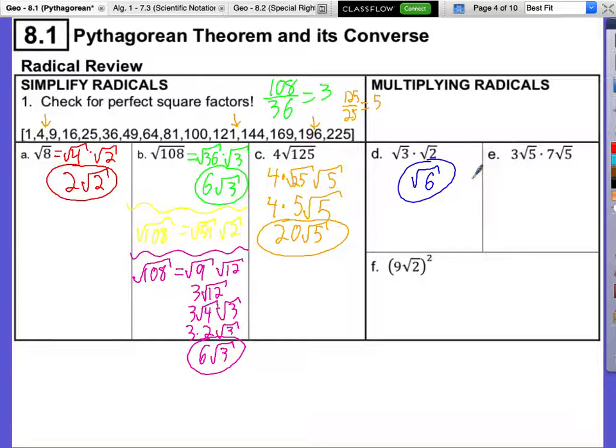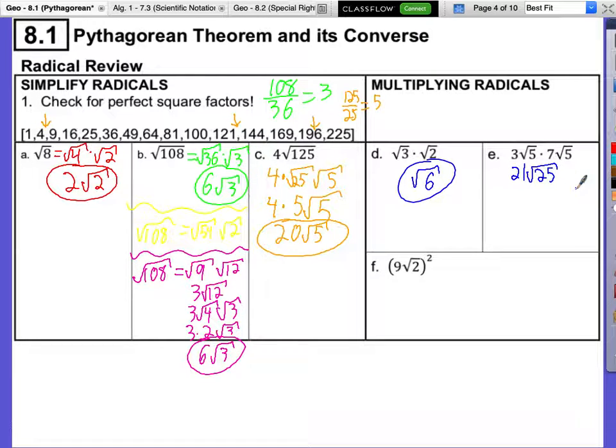3 times the square root of 5 times 7 times the square root of 5. Now, we can't condense a number outside the square root with the number inside the square root anymore. But what can we multiply the 3 with here? 7. And what is 3 times 7? 21. And what is the square root of 5 times the square root of 5? The square root of 25.